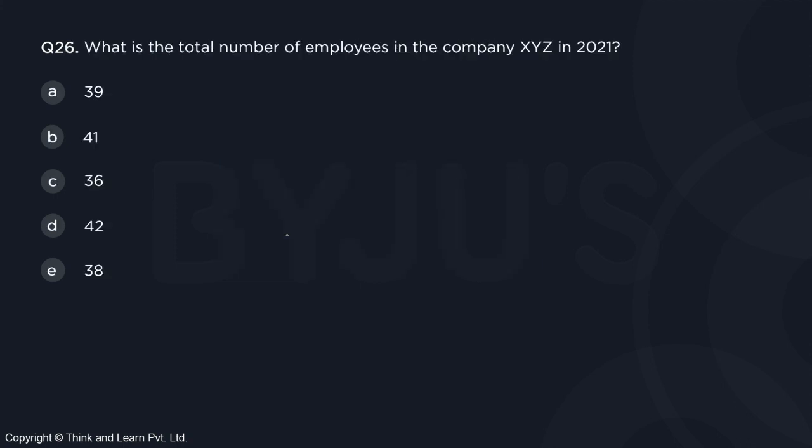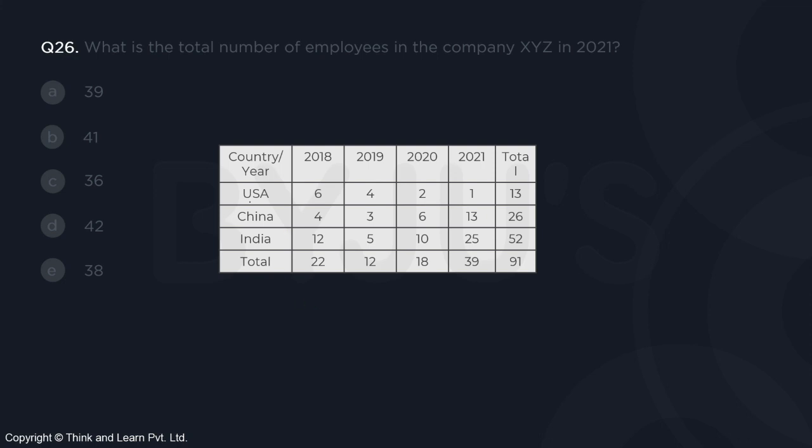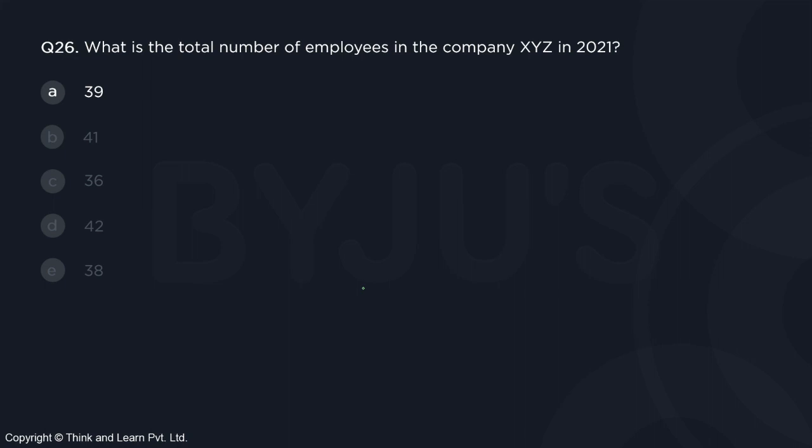What is the total number of employees in company XYZ in 2021? Total number of employees of company XYZ in 2021 is 1 plus 13 plus 25, that is equal to 39. So 39 is the right answer for question number 26.